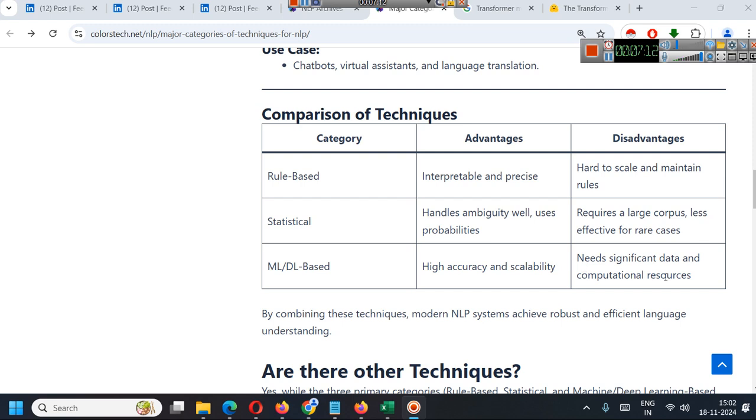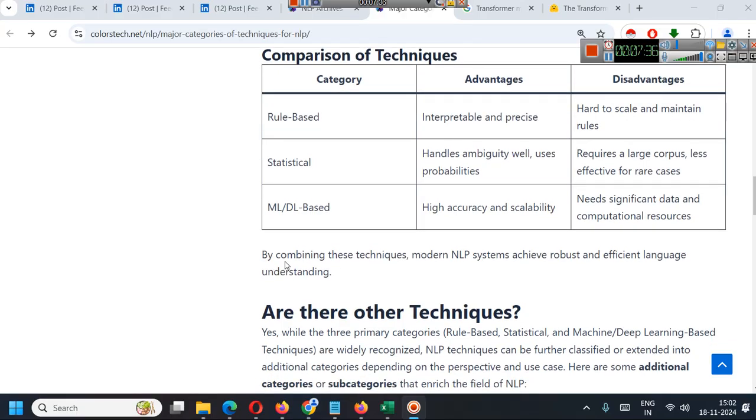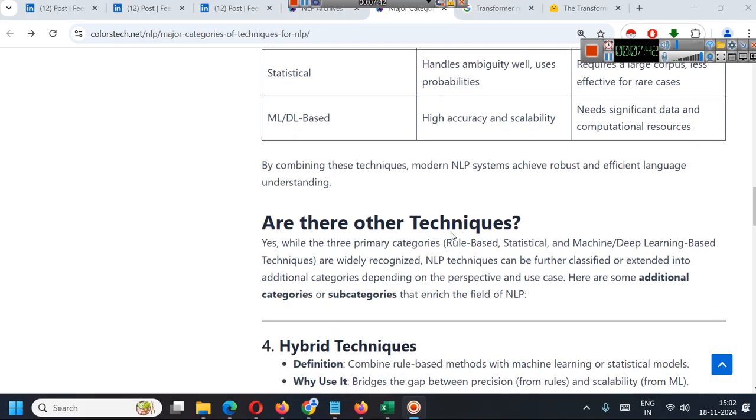computational resources. So there are many models available which you can use instead of starting and training your model from scratch. That's why ML and DL based models, with high accuracy and scalability, are more in demand. But by combining these techniques, modern NLP systems achieve robust and efficient language understanding.